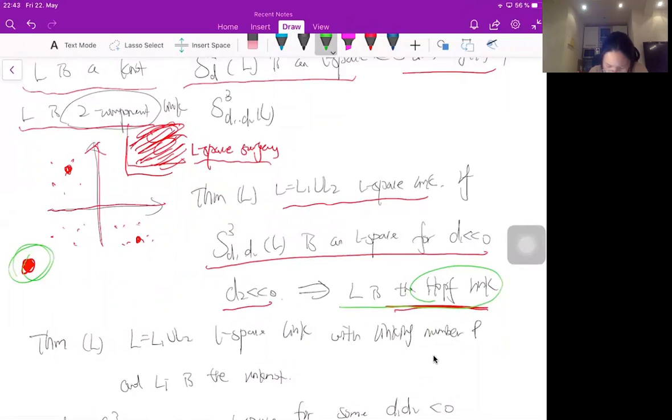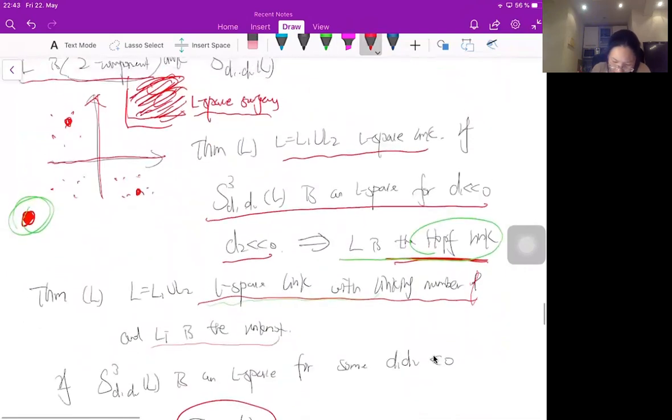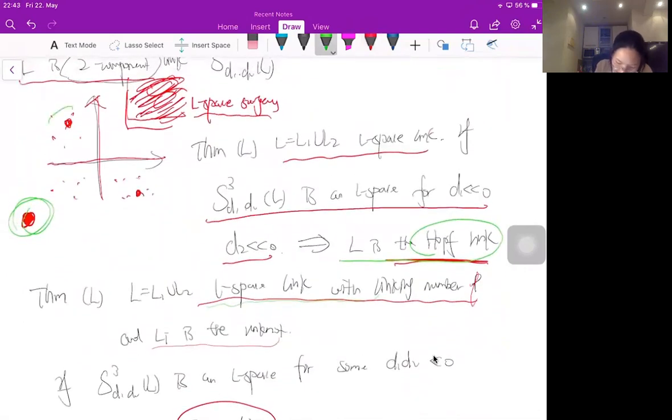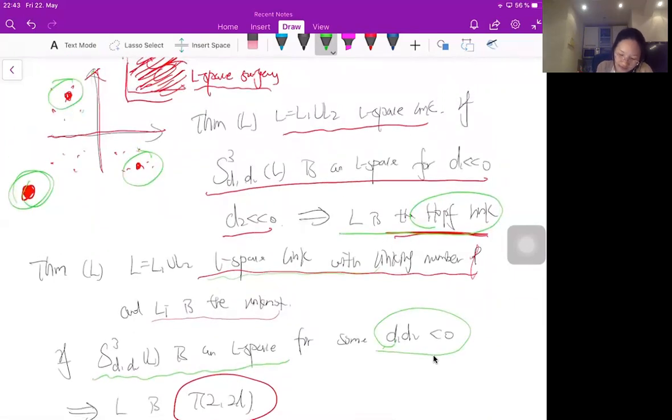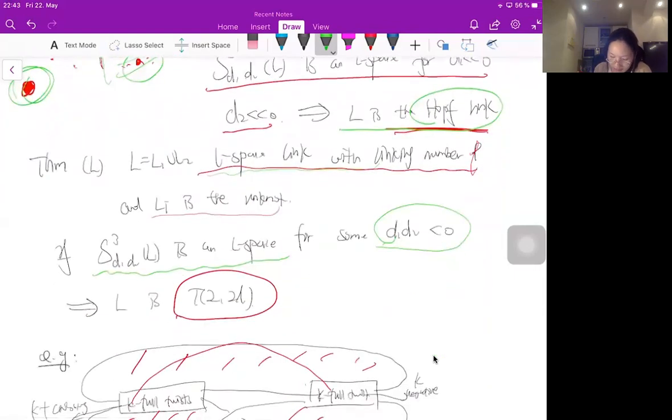Another interesting result is if you have a 2-component L-space link with linking number L, and you furthermore assume both of these components are unknots. Then if you can find one surgery candidate here or here, saying if you have a surgery which is an L-space for some D1, D2 negative, meaning you can find a candidate in the 2nd quadrant or in the 4th quadrant, then you can detect that your link is the torus link T(2, 2L).